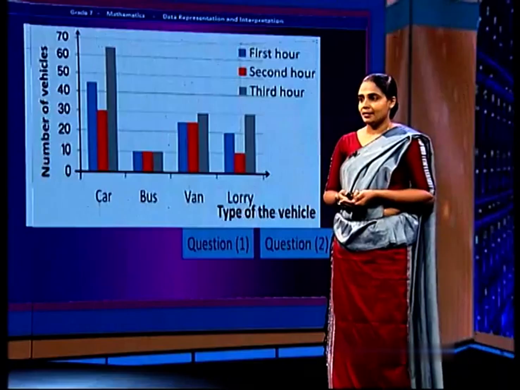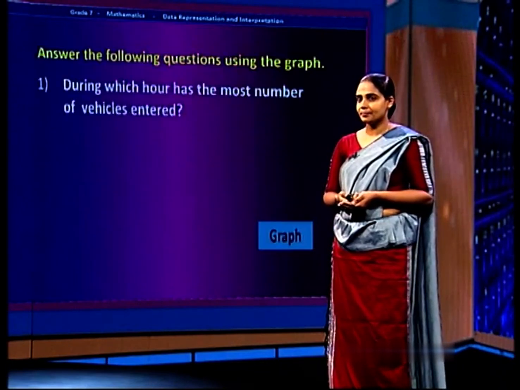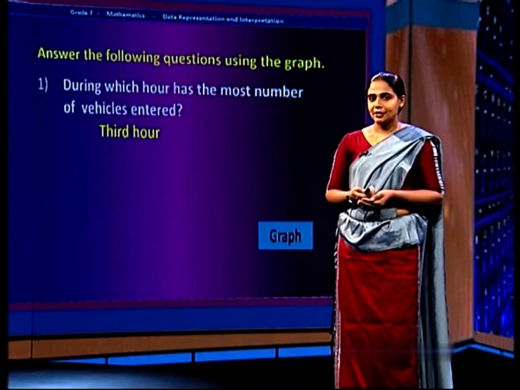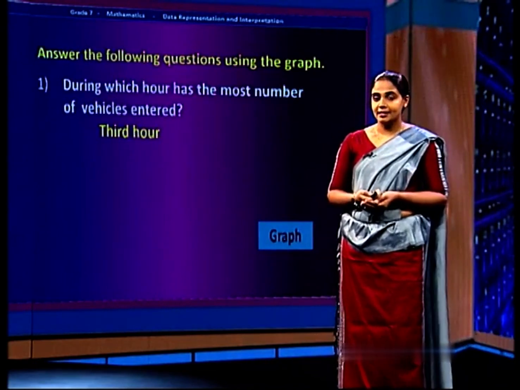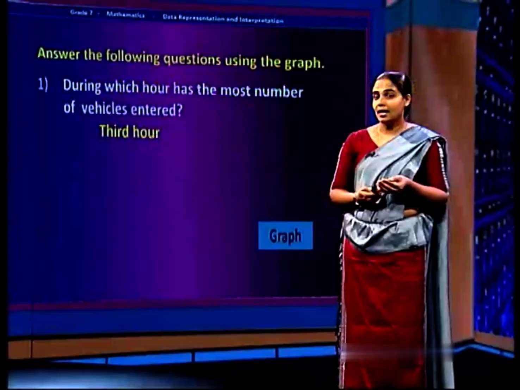Now did you find your answer, kids? Now I am going to show the answer. Is it your answer? Third hour. What was the reason? Having the highest bars. Then the bars in color black are the bars with the highest values. Then you can observe, it is for the third hour.